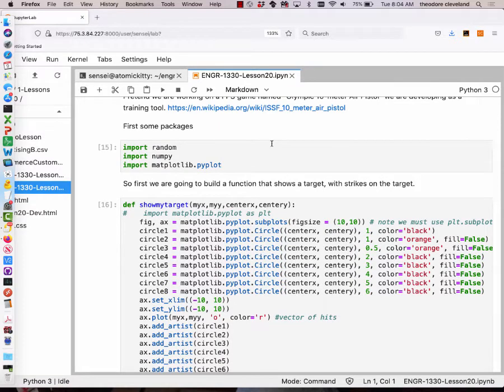So the whole point of that lead-in is we're going to have some graphics that's going to make pictures of targets and holes in the targets.